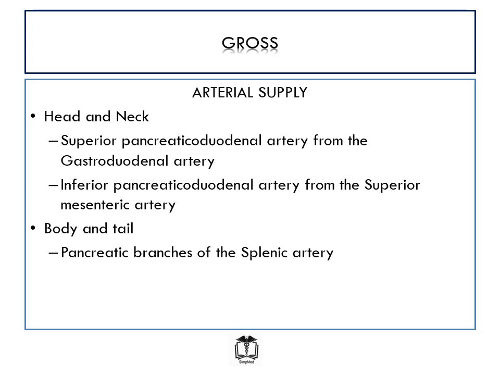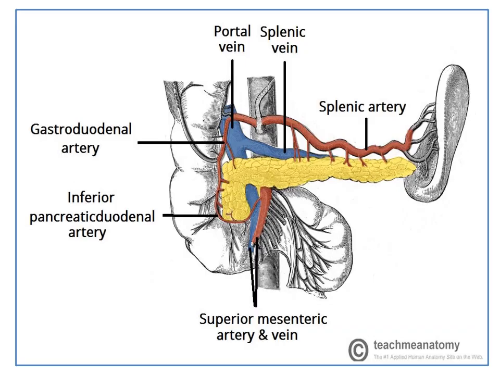In terms of the body and the tail, the body and the tail of the pancreas is supplied from pancreatic branches coming from the splenic artery. This is the image that shows the blood supply to the pancreas. You'll notice that the body and the tail of the pancreas is supplied by a lot of branches coming from the splenic artery, as shown here.